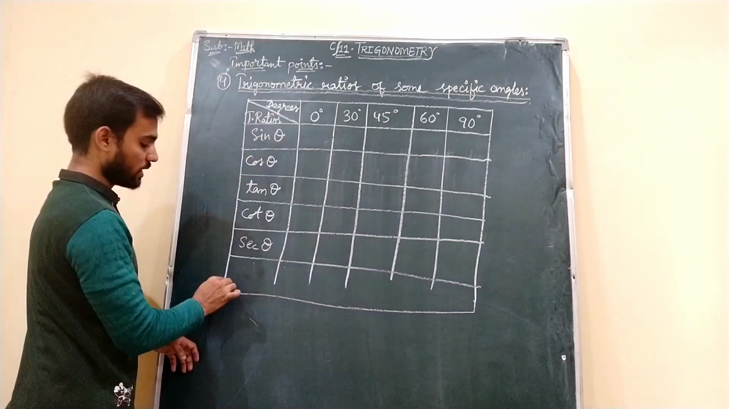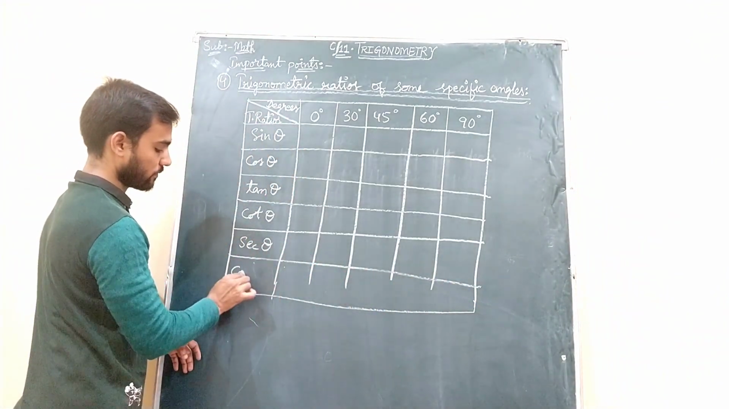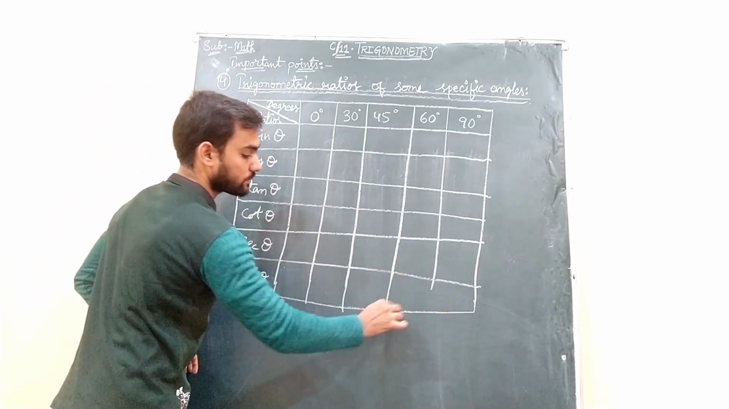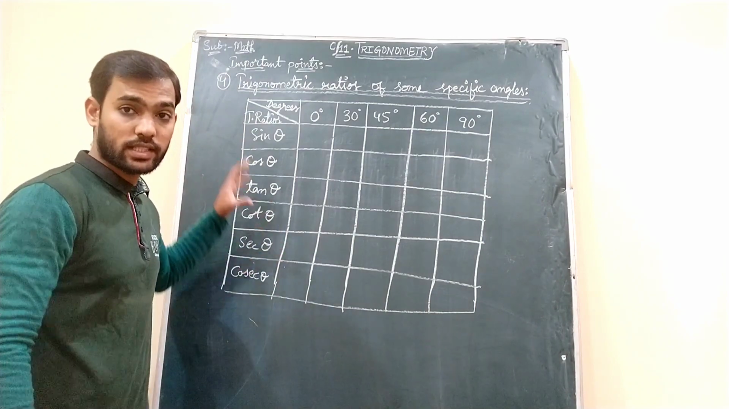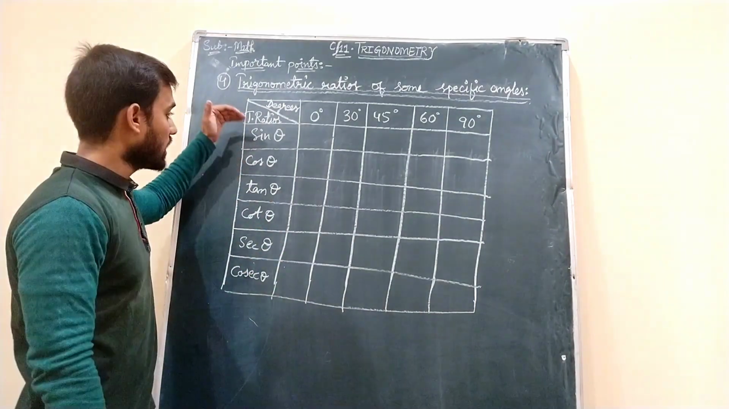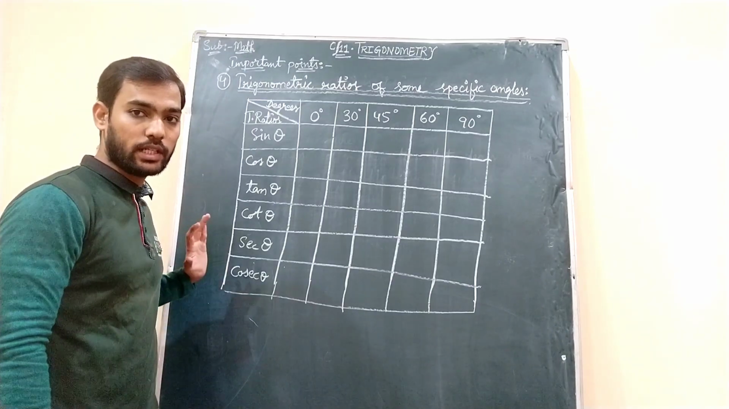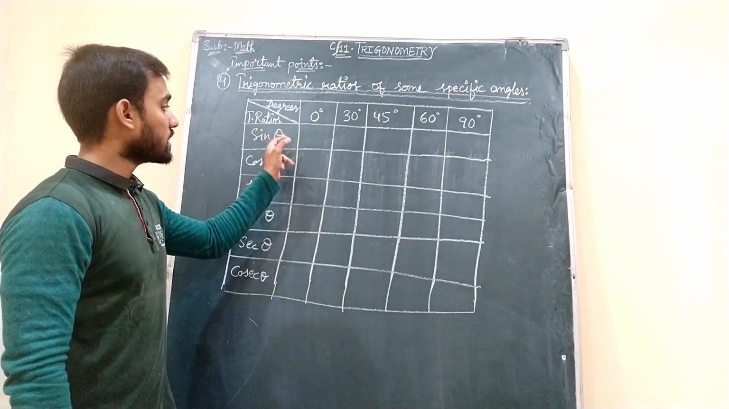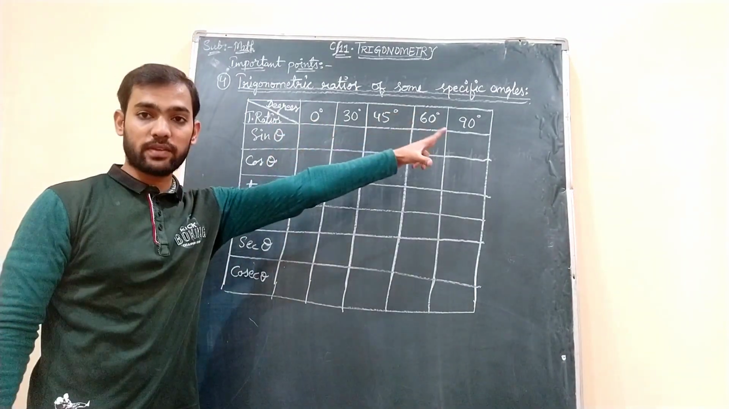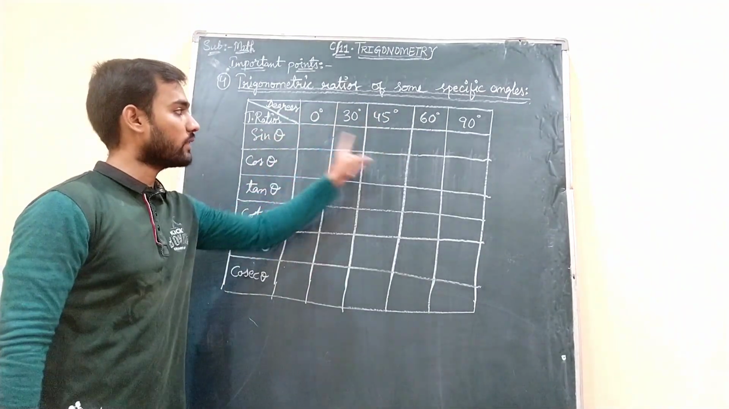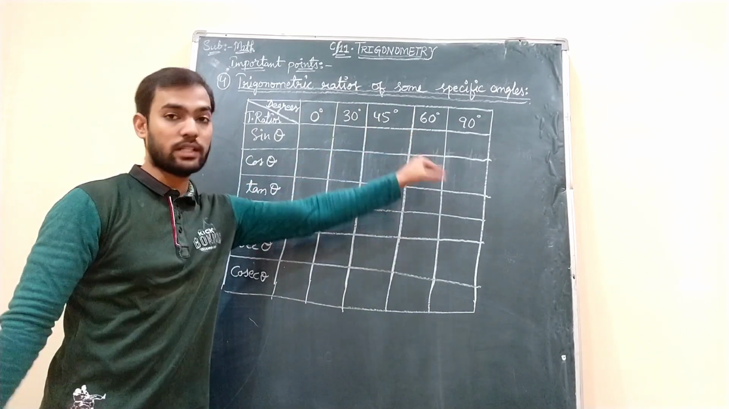And the last one is cosecant theta. Okay. What are the 6 trigonometric ratios in sequence? Sin theta, cos theta, tan theta, cot theta, secant theta, cosecant theta. And we will get the sin theta value for 5 specific angles, which means sin 0 degree, sin 30 degree, sin 45 degree, sin 60 degree, sin 90 degree.